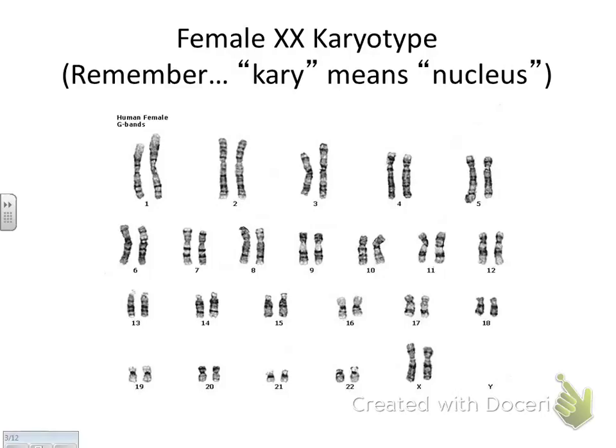Kary means nucleus. So this is chromosome number 1, number 2. And this is a girl, you can see, because it has XX. It doesn't have a Y. And if it had XY, it would be a boy. And you can see how number 6 pairs with number 6, and they're about the same size. And those bandings, that's the genes. So can you see the darker stripes on the chromosomes? Those are the genes.